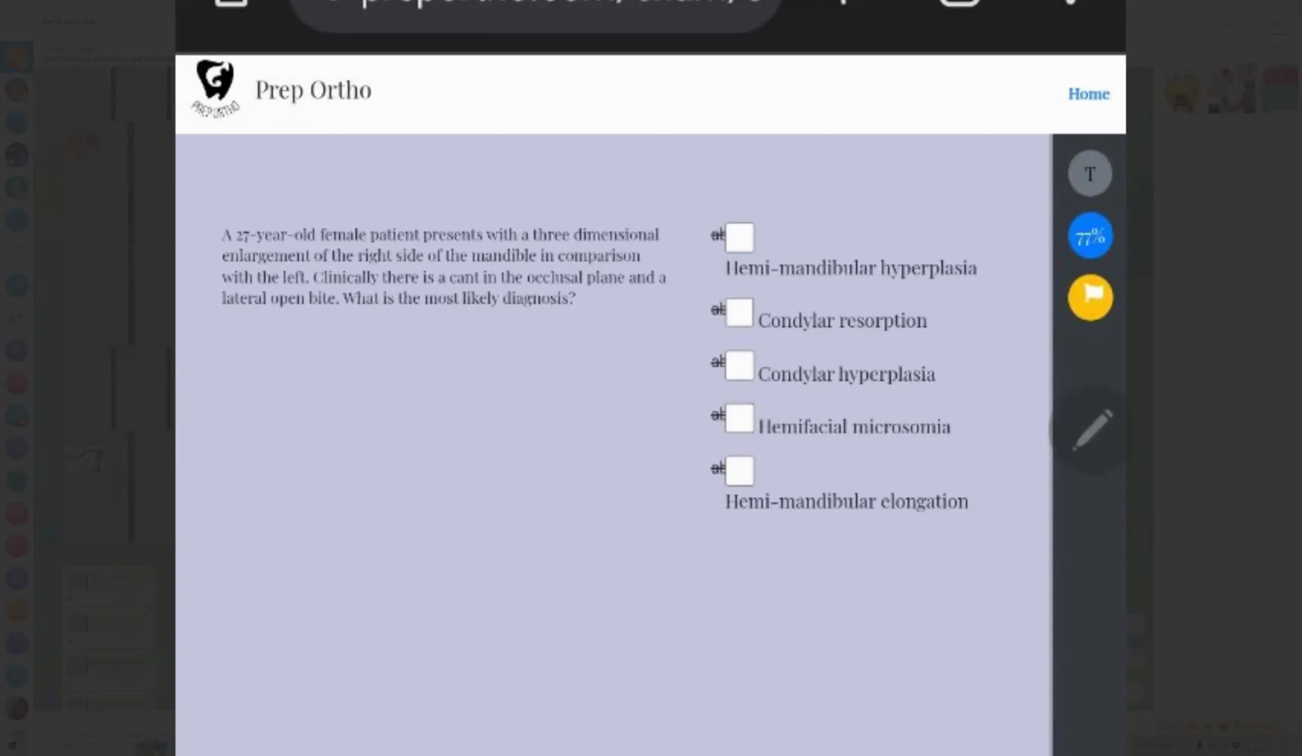A 27-year-old female presented with a 3-dimensional enlargement of the condyle, which means mandibular hyperplasia. It cannot be elongation. It's on the right side, so it's unilateral. I think there's a cant in the occlusal plane, everything the same. So mandibular hyperplasia, option A.